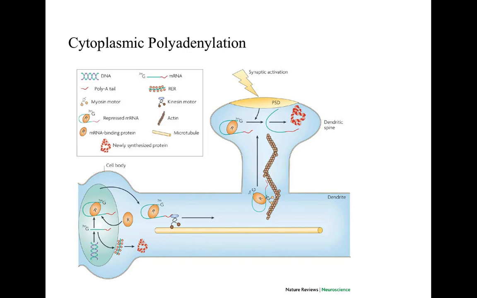So it can take place both inside the nucleus as well as inside the cytoplasm. It is not common for cytoplasmic polyadenylation to take place, but it does take place in certain cell types, like in germ cells or inside our nerve cells.